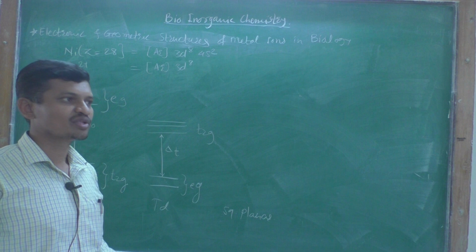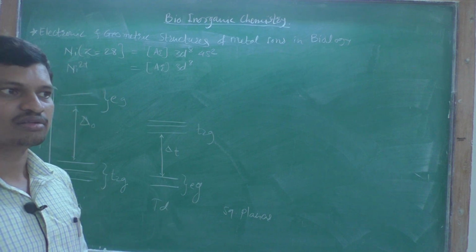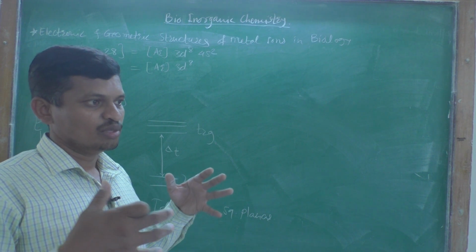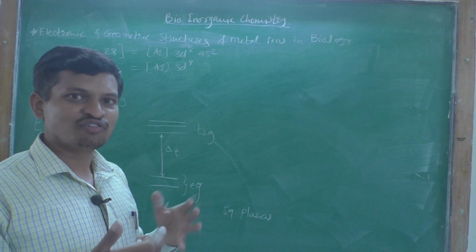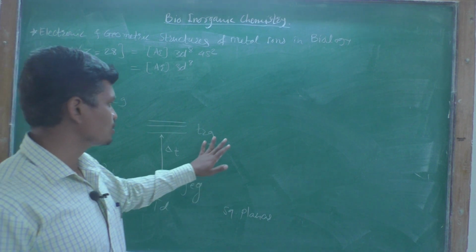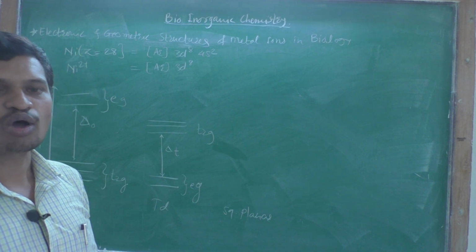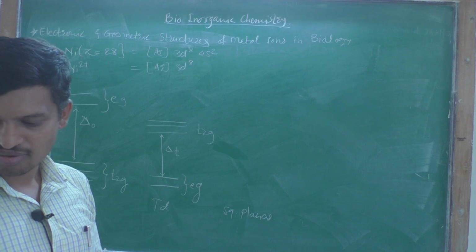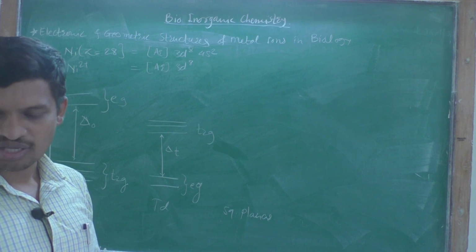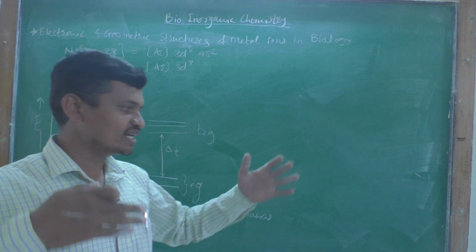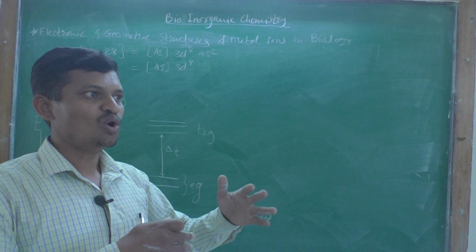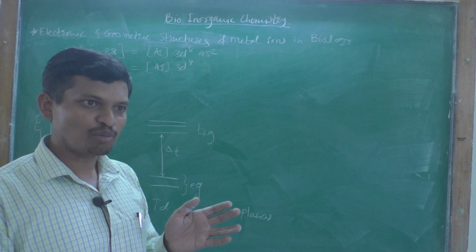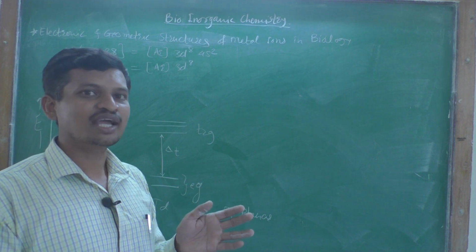In square planar ligand field, the metal cation is approaching the ligands in a different manner. Okay, so that's why the splitting of these d orbitals takes place in a different manner. So let us take here that the ligand is approaching in the xy direction. As the ligand is approaching in the x and y direction, there is much repulsion taking place between the electrons of d orbitals of the metal cation and the ligand's electrons.